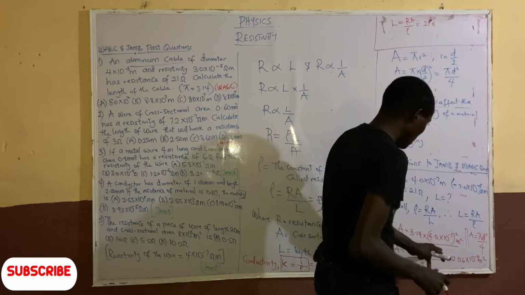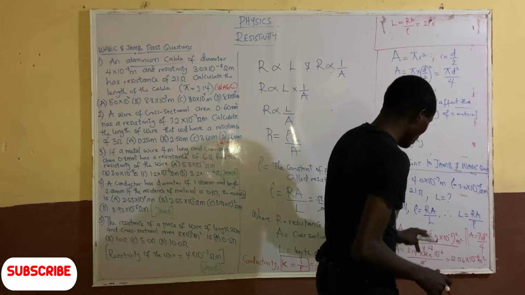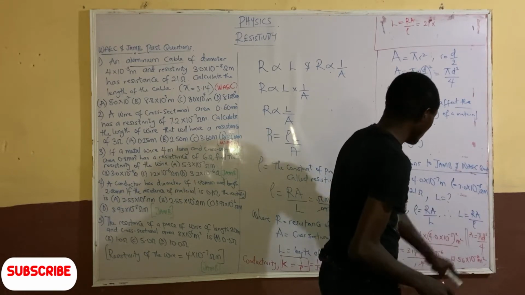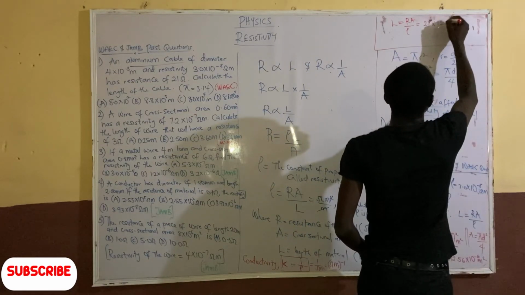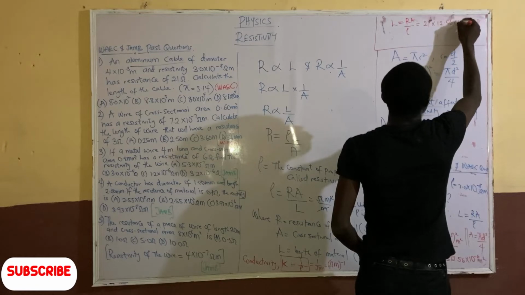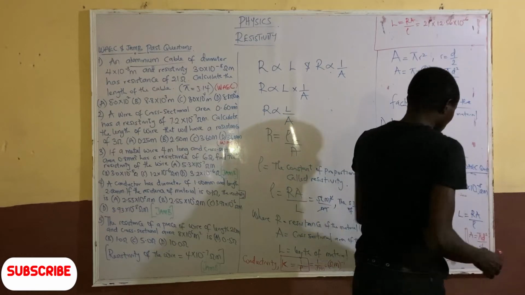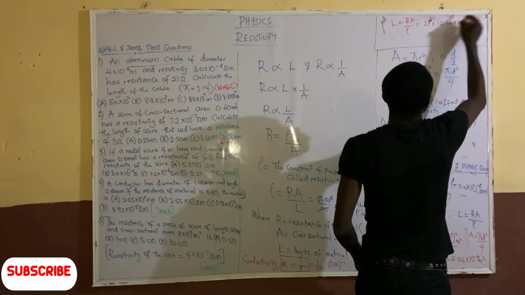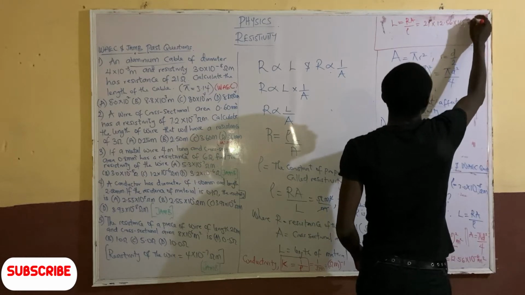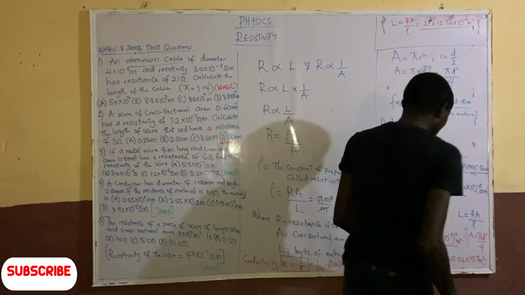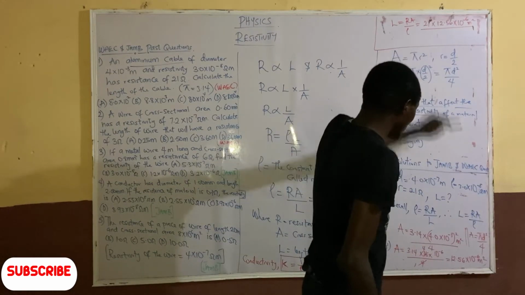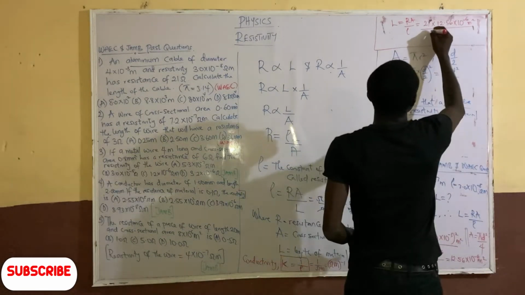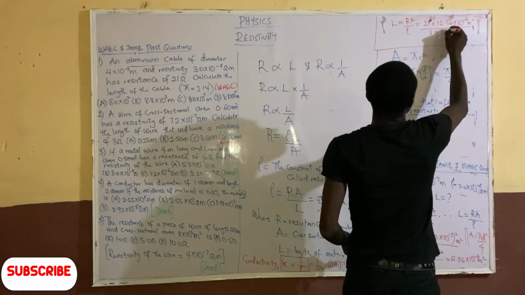21 ohm multiplied by the area, which is 12.56 times 10 raised to the power minus 6 meter squared, all over rho. Well, our rho here is 3.0 times 10 raised to the power minus 8.